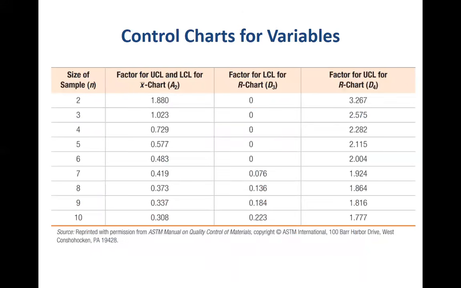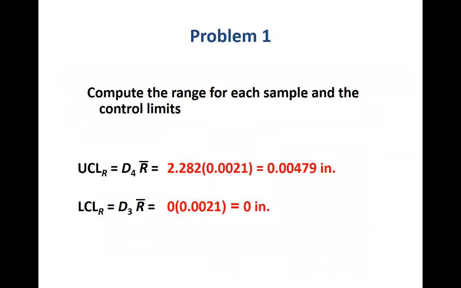Now we know this table will be used for both the R chart and the X bar chart. Let's start with the R chart. We compute the range for each sample and the control limit. The upper control limit is D4 times R bar and the lower control limit is D3 times R bar. Now we need to know which D4 and which D3 values we should be picking from this table.